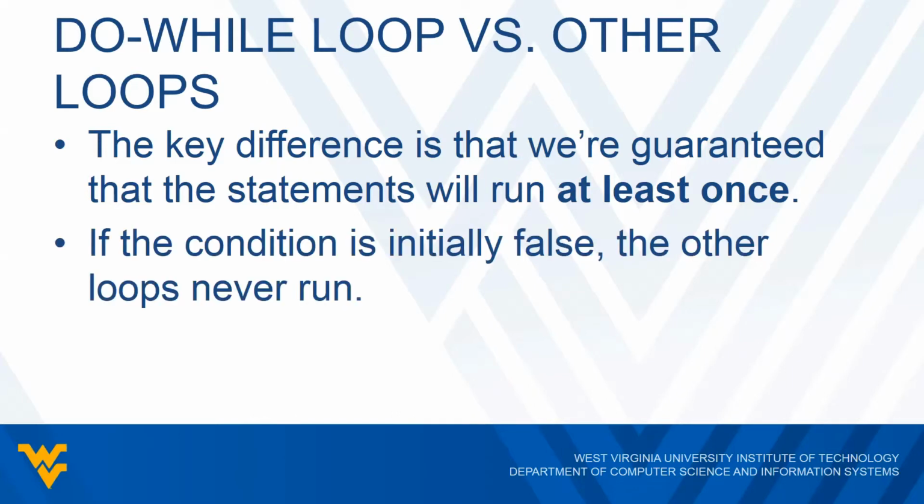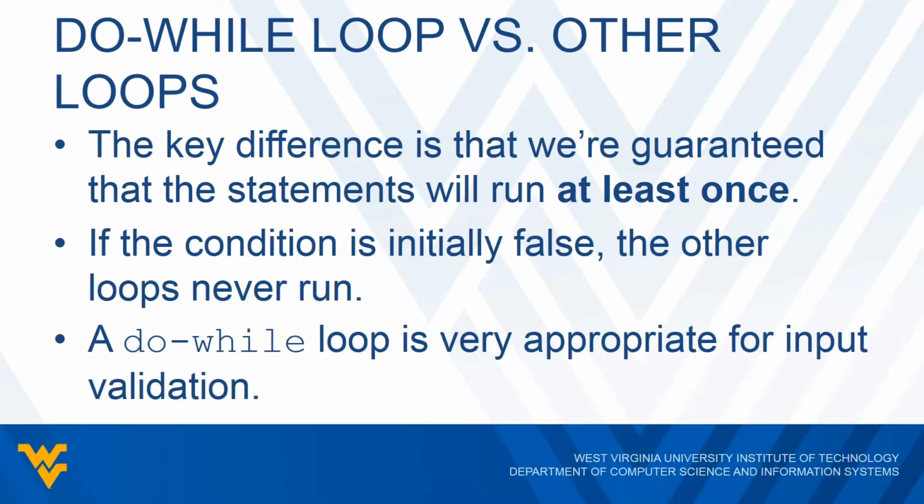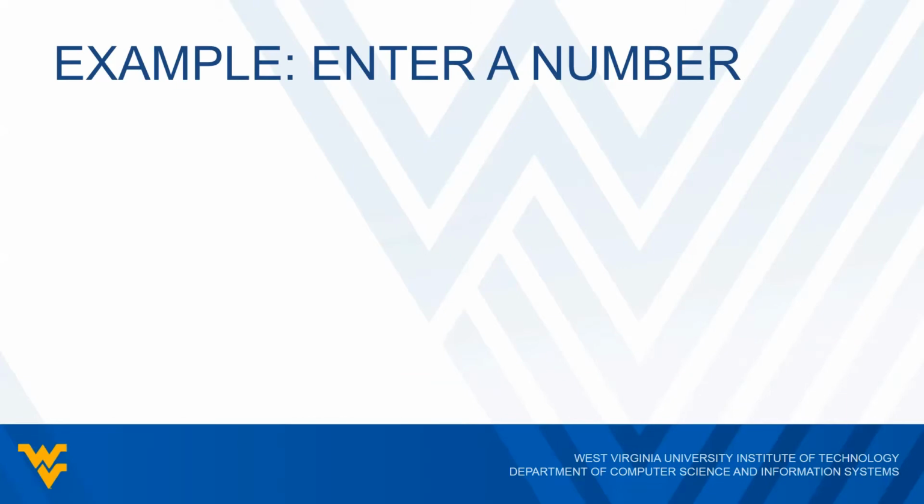If our condition is initially false, the other loops would just never run. With the do while loop, if the condition is initially false, we're still going to run through it one time, and then we just never repeat. So a do while loop is a really good thing to use whenever we're dealing with input validation, because we can ask the user to input something, and then check to see if it's valid. If it's valid, we wouldn't want to repeat, but if it's invalid, we would have the user enter it again. Let's take a look at an example of having the user enter something and we check to make sure it's valid input.